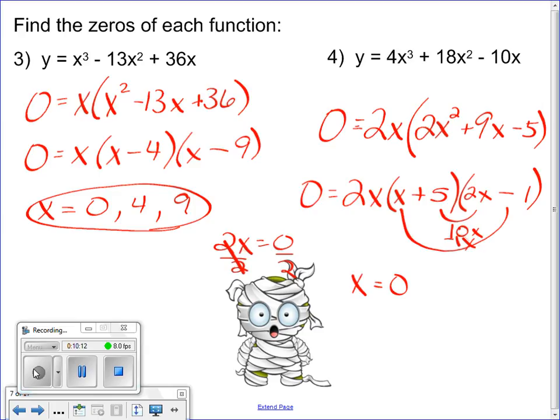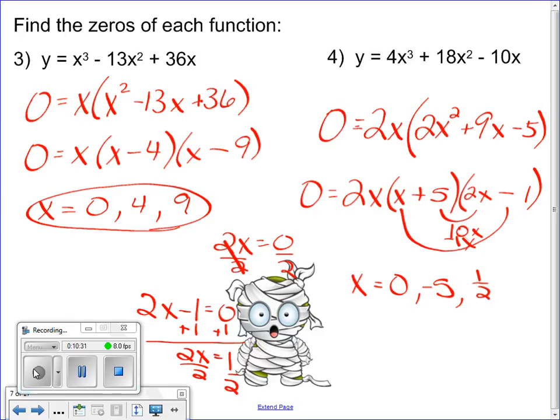What about here? And 1 over 2. Again, you'd have 2x minus 1 equals 0, so you have to add 1. 2x equals 1, and then divide by 2. That's one half. Yeah, 2x minus 1. Good. Will I always have 0 for an answer?